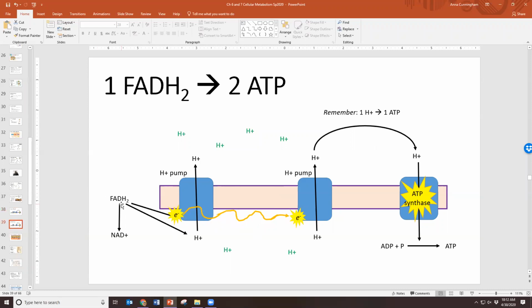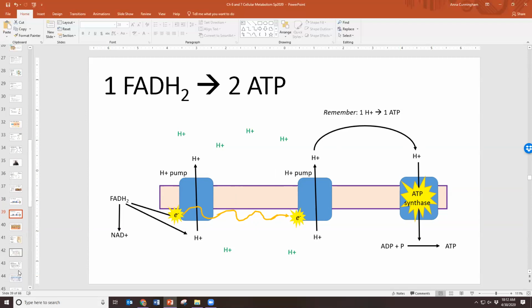FADH also is pretty good, but not as good as NADH. FADH, with every electron it releases, will be able to pump 2 hydrogens across that membrane. Again, because we have that ratio, 1 hydrogen equals 1 ATP, if FADH can pump 2 hydrogens across that membrane, that means FADH coming to the electron transport chain will give us 1, 2 ATP.